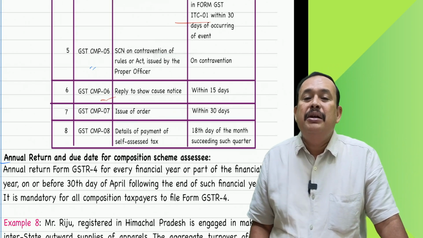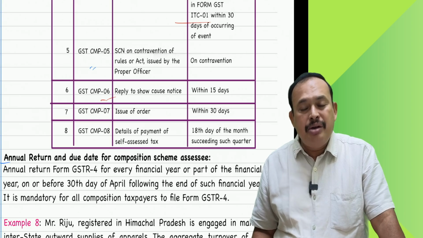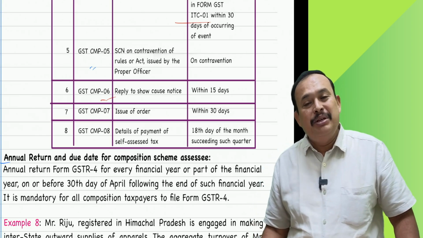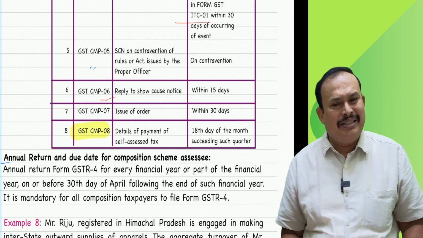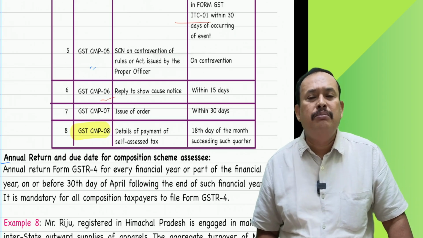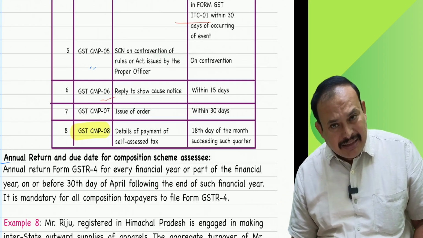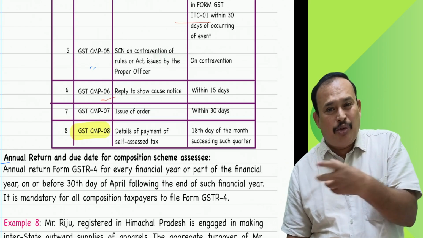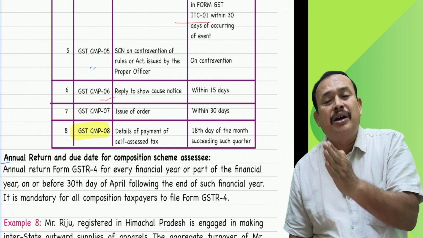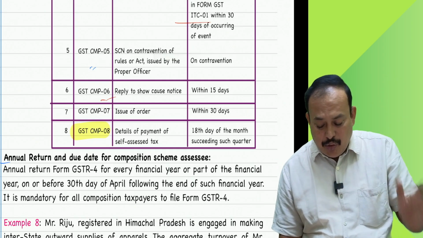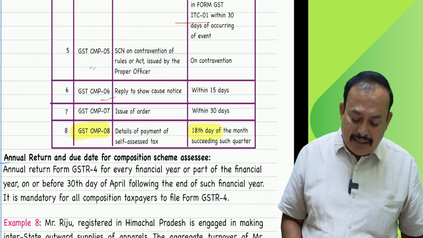CMP-08. A composition taxpayer is required to pay the tax quarterly by submission of GST CMP-08. Periodicity is quarterly. The due date of filing the form GST CMP-08 is every quarter, by the 18th of the following month from the end of the quarter. That means the 18th day of the month succeeding such quarter.